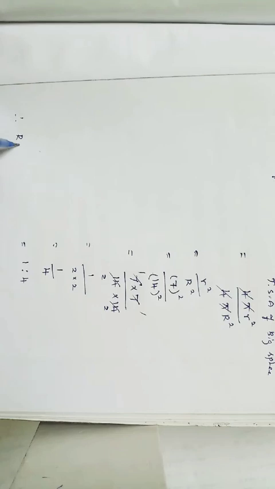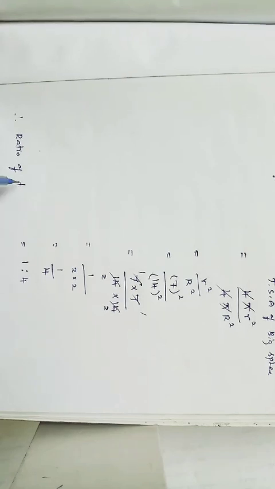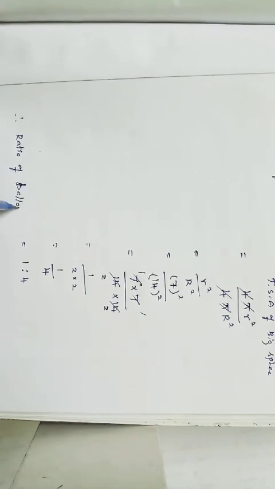Therefore, the ratio of the two balloons, the ratio of the balloons, is equal to 1:4.